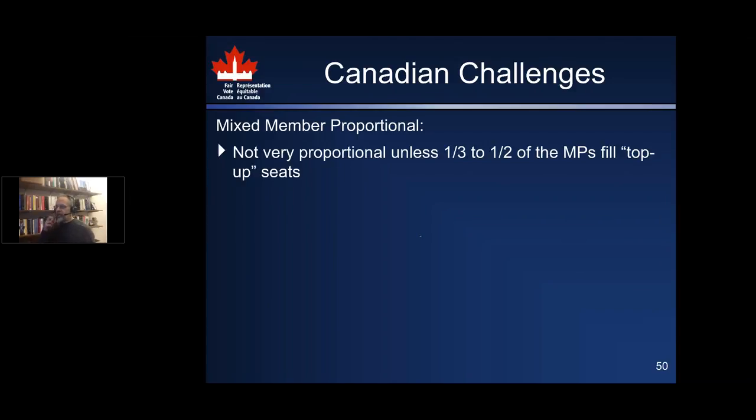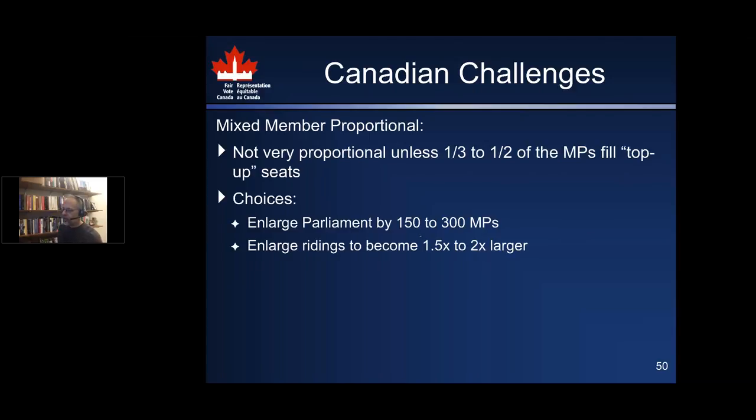So when we take a look at mixed member proportional and compare that against these Canadian challenges, well, mixed member proportional is not very proportional unless a third to a half of the MPs fill those top-up seats. That means that we have a couple of choices. One choice is to enlarge parliament by 150 to 300 MPs. That's a lot of extra MPs, and we think would not be welcomed by many Canadians.